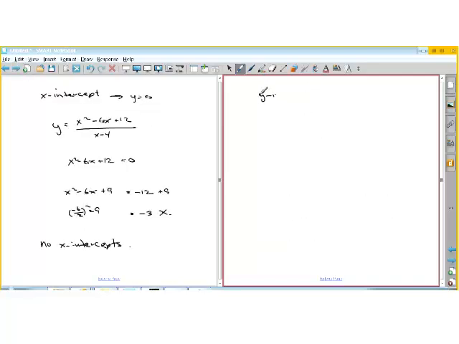Okay, then we have the y-intercept. That's when we set x equal to 0. So we go to the equation here and set x equal to 0. So we get y equals negative 3. 12 divided by negative 4 is negative 3. So that's the y-intercept.